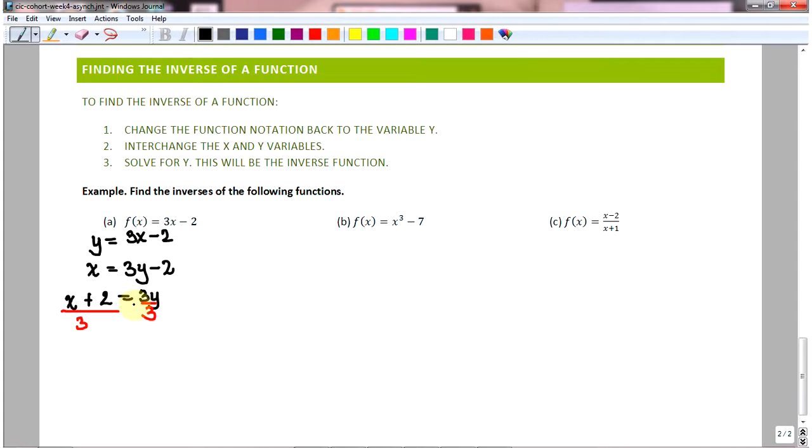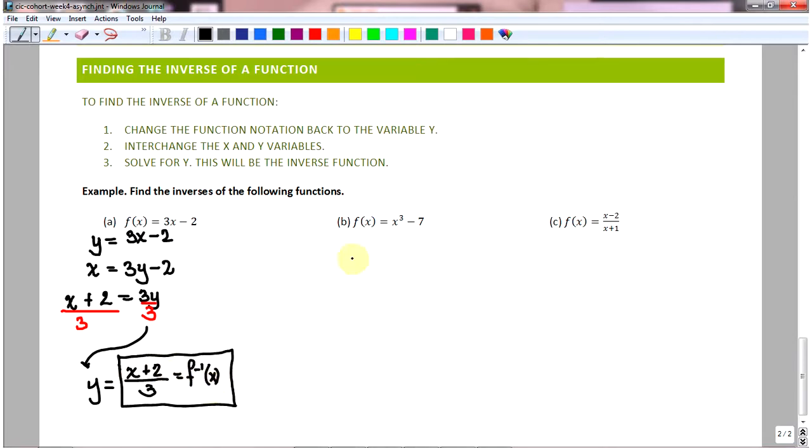And we get that y is equal to x plus 2 over 3. So since we have the y by itself, that means that that's our inverse function. And since f was the original function, we denote the inverse with our little superscript of negative 1. Okay, let's go to part B.